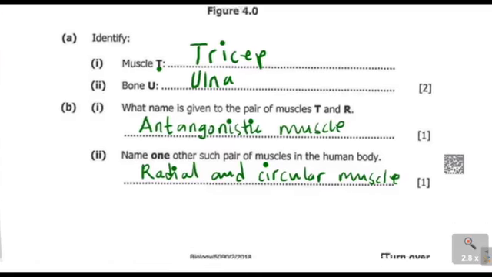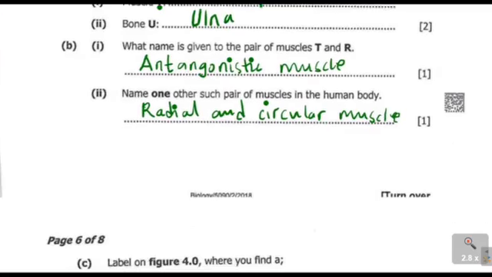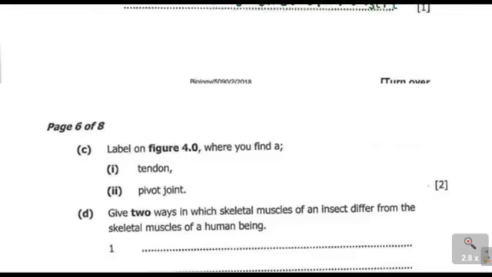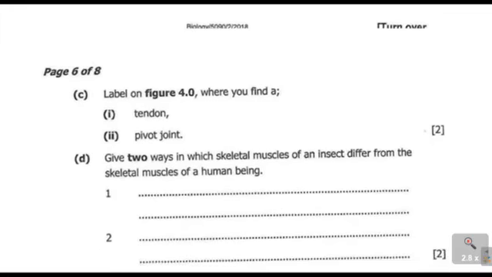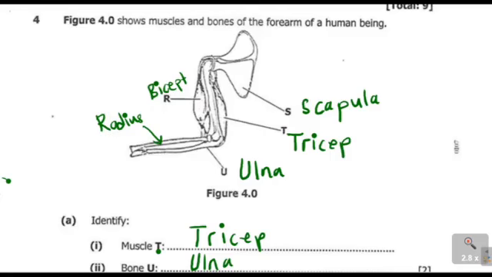Let us now come to our next question, and this is our question C right here. So this question C reads, label on figure 4.0 where you find a tendon and where you find a pivot. So they want us to label on the diagram where we are going to find a tendon and where we are going to find a pivot. So let's take a look at the diagram.